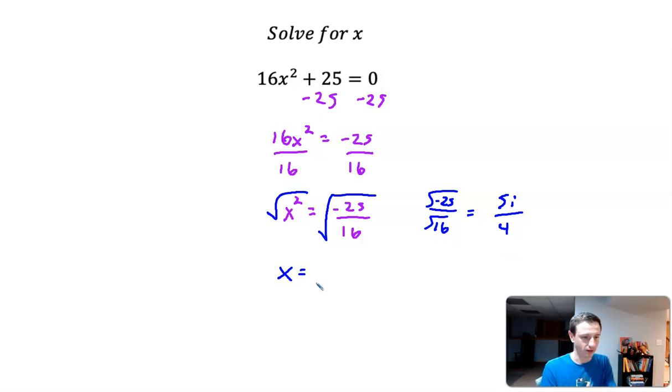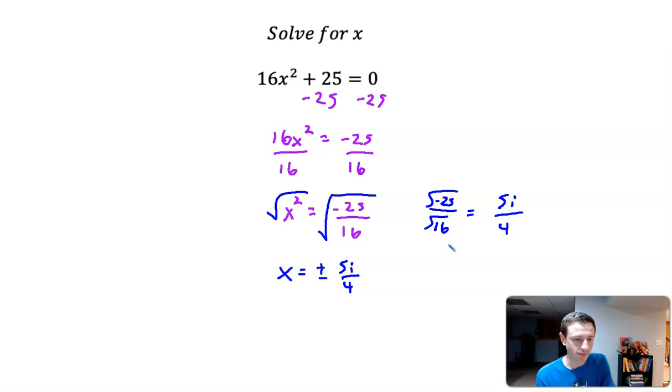But our answer isn't just going to be 5i over 4. Our answer is going to be plus and minus 5i over 4, because if we have this as negative 5i over 4 and we square it, we will get our answer of negative 25 over 16. So either if we have positive 5i over 4 squared or negative 5i over 4 squared, those being squared would give us back negative 25 over 16. So that's why we have to have that plus minus 5i over 4.